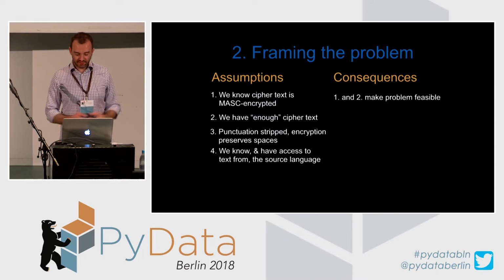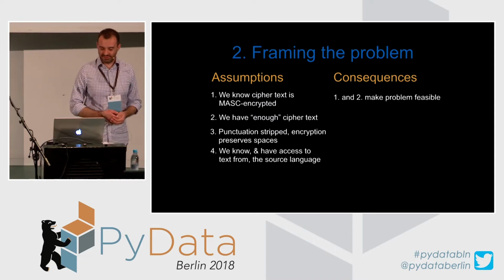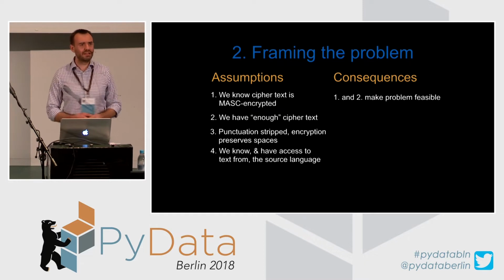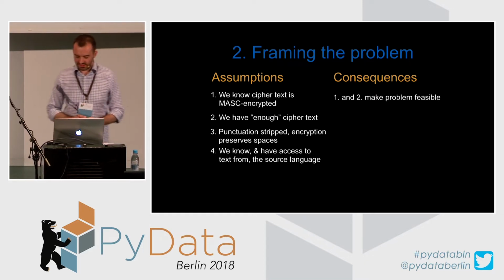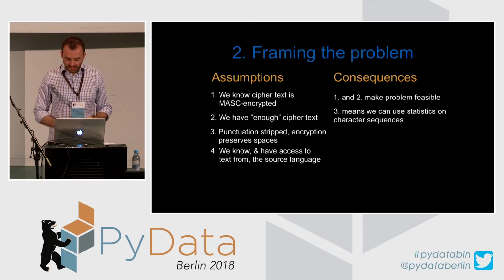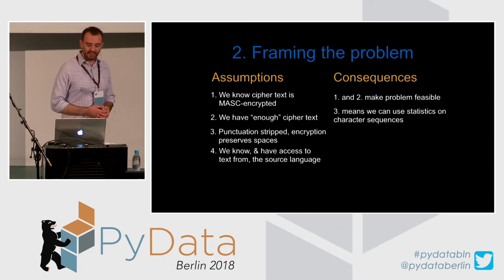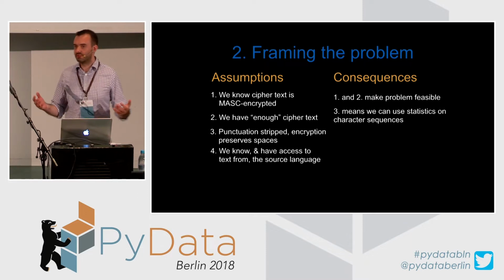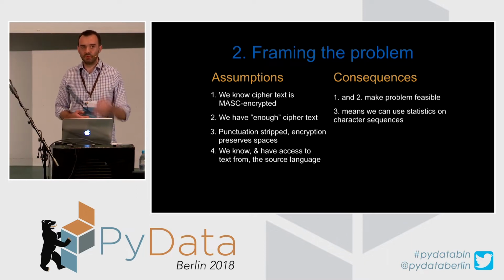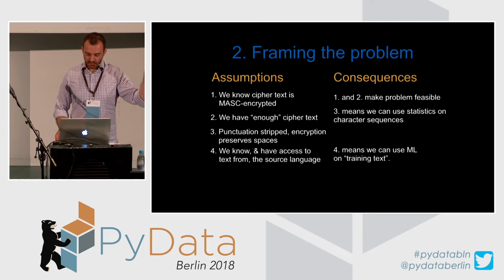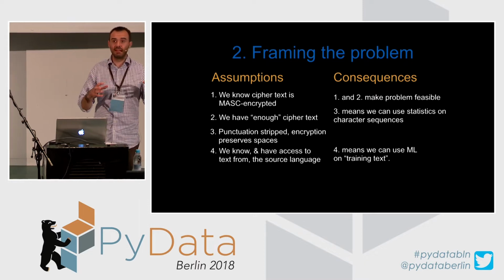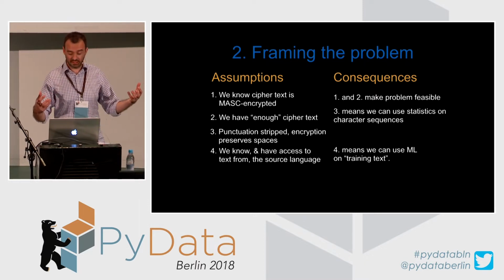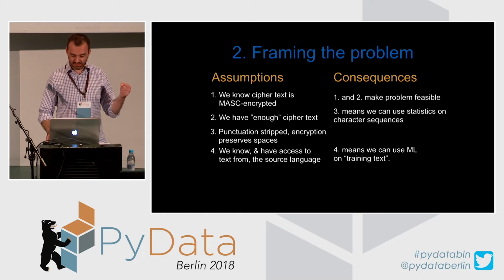Well, first of all, 1 and 2 just make the problem feasible. If we don't have enough text, we can't solve it. And I don't want to be iterating over all sorts of possible cipher schemes to explain a sort of toy example here. As a consequence of 3, we can use statistics on character sequences, as I was talking about before. So we know which letters belong to which words. And then lastly, because we have access to the source language, we can take an arbitrary sample of that and use that as training data for a machine learning algorithm. So that's why I've made these assumptions.